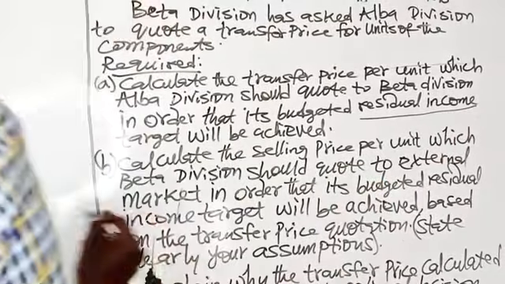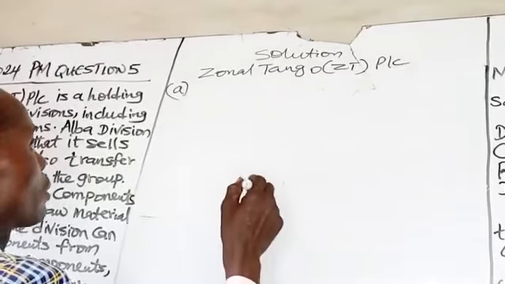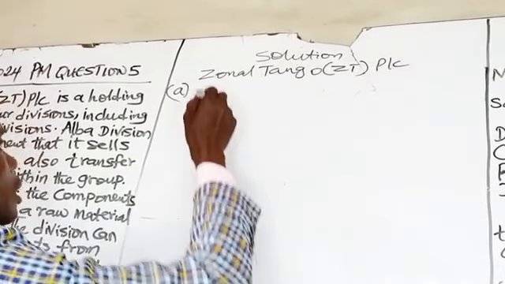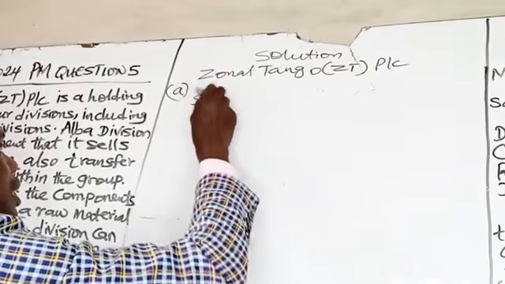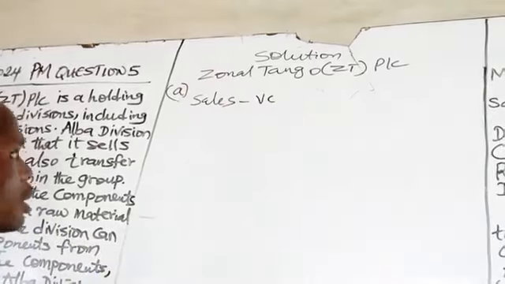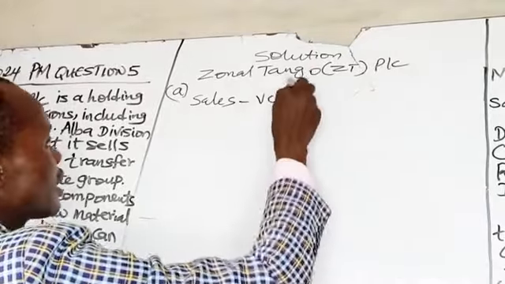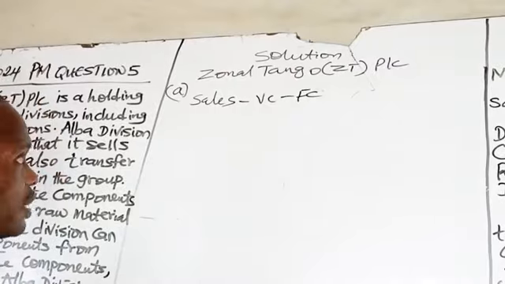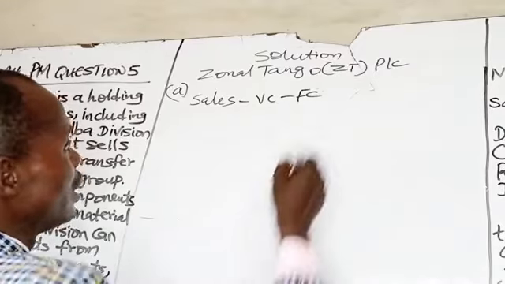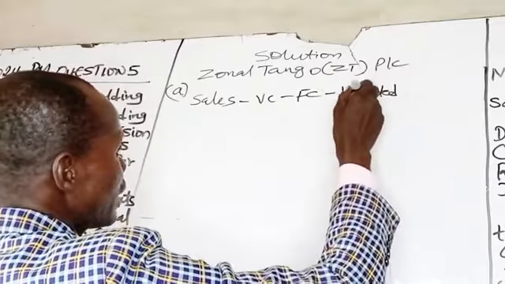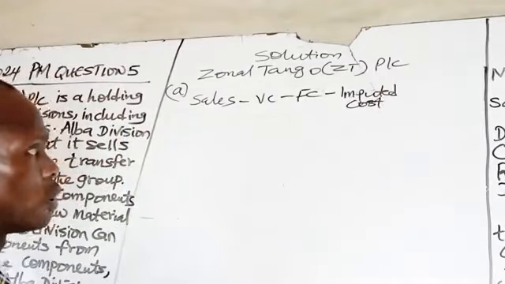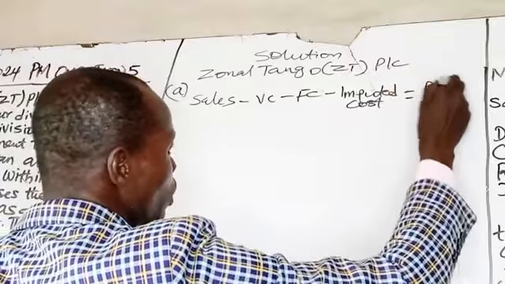In order to achieve a residual income, remember we said residual income, we advise you go and watch my earlier presentation on calculation of residual income. So, if you want to prepare your profit statement, you start with sales, less variable costs, you get your contribution. Less fixed costs, you get the profit. From the profit you deduct the imputed cost or imputed interest. You get the residual income.